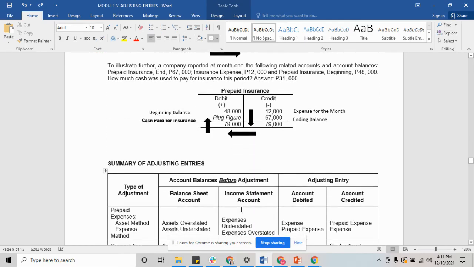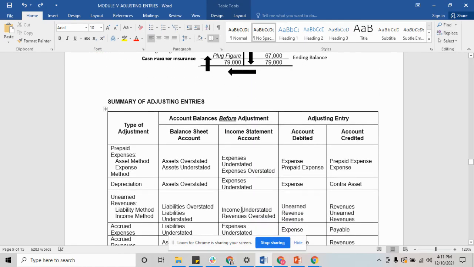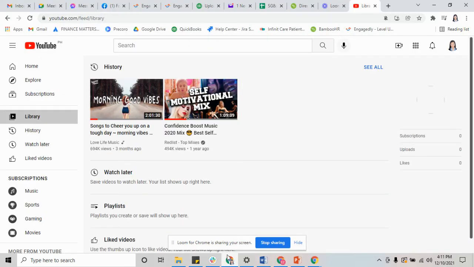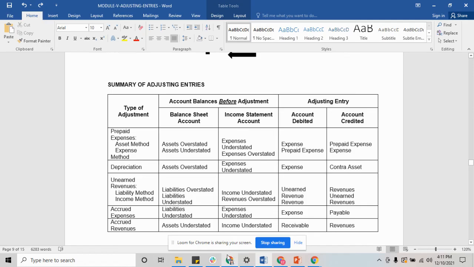Okay. So these are the summary of adjusting entries. Type of adjustment. Prepaid expenses, asset method, and expense method. So assets are overstated in asset method kasi lahat doon i-record mo muna. And expenses is understated. Debit expense account, credit prepaid expense.